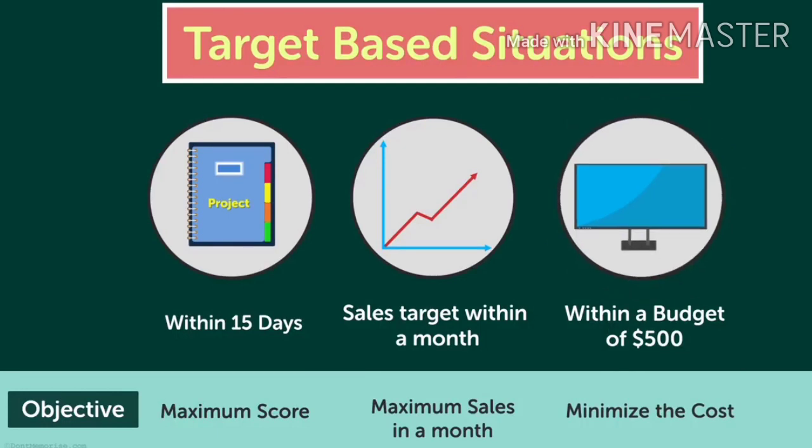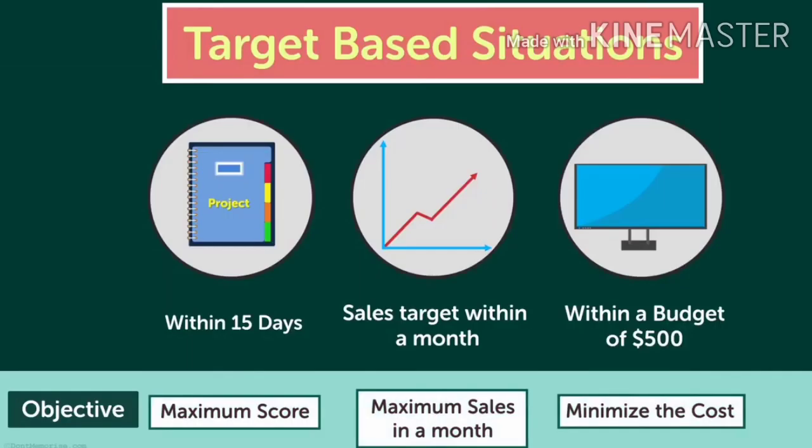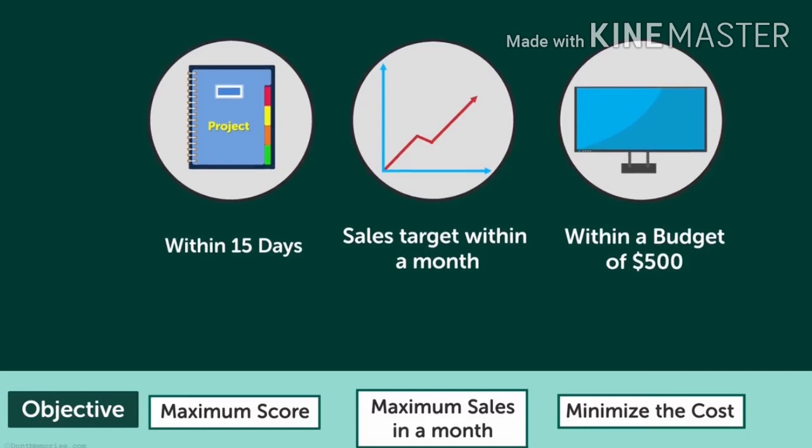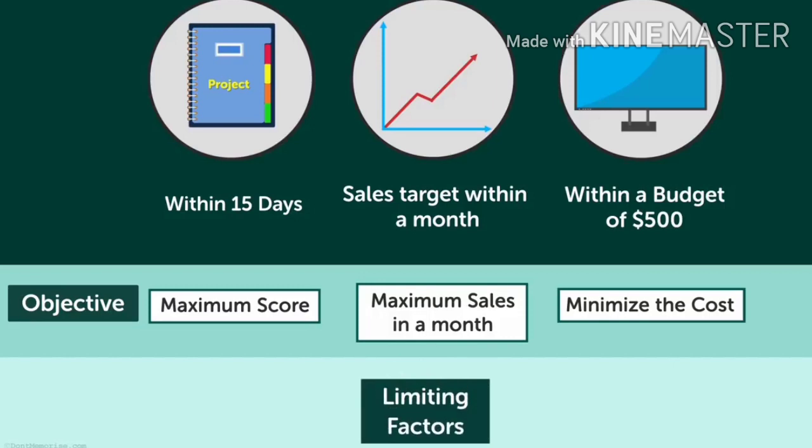We can see that in each of the cases, the objective of the situation was to maximize the benefits or minimize the cost. Such types of problems are called optimization problems in mathematics. We have already discussed the objective of the three given situations. Now we will look at the other important factors. We will identify the limiting factors in each case.